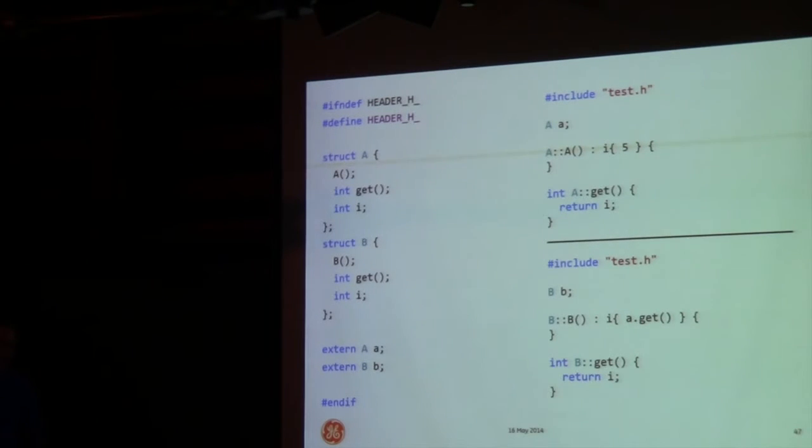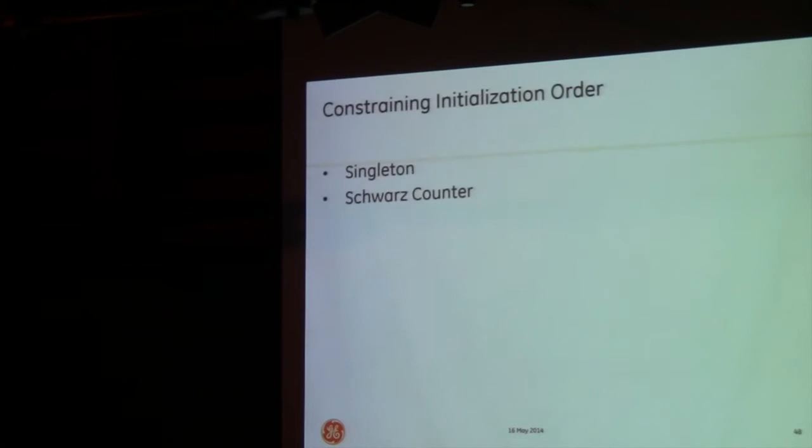If I see somebody at work writing this code, I am going to be discussing global initialization with them in detail, or maybe just point them to the recording of this talk. Hopefully that's easier. So there's really two ways of dealing with this. First is a singleton. I do like using the Myers singleton for this. The other is a Schwartz counter.